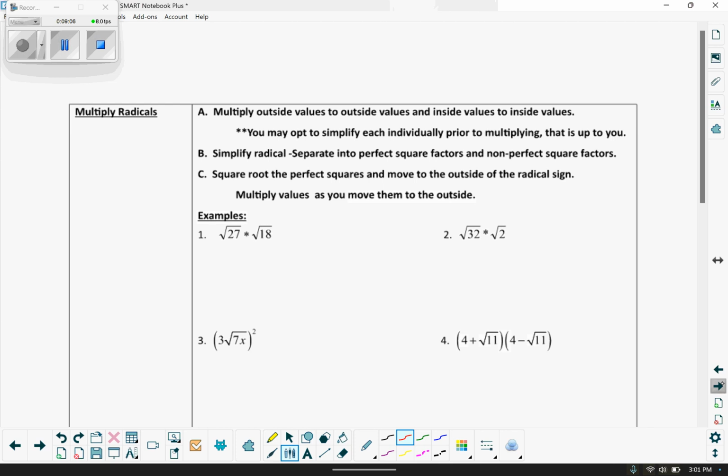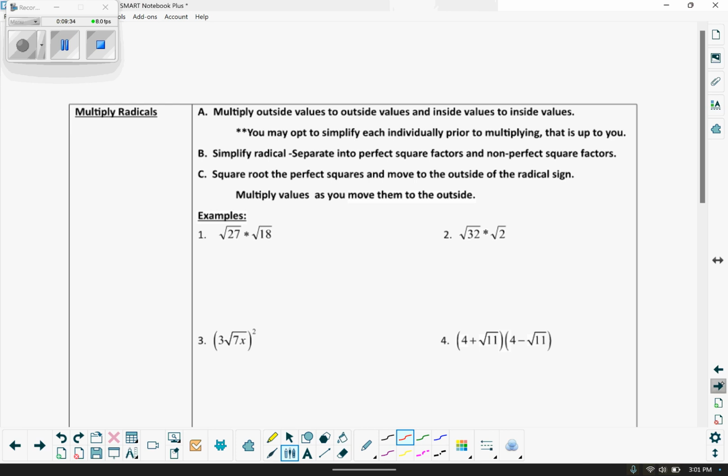Okay, now if we get to multiplying radicals, we have a couple of different ways we can think about this. Let's work with breaking down the numbers first, because I know that 27 has a perfect square in it, and so does 18. I like working with smaller numbers rather than getting really large numbers. However, I could say 27 times 18, insides times insides. However, I will get a large number.